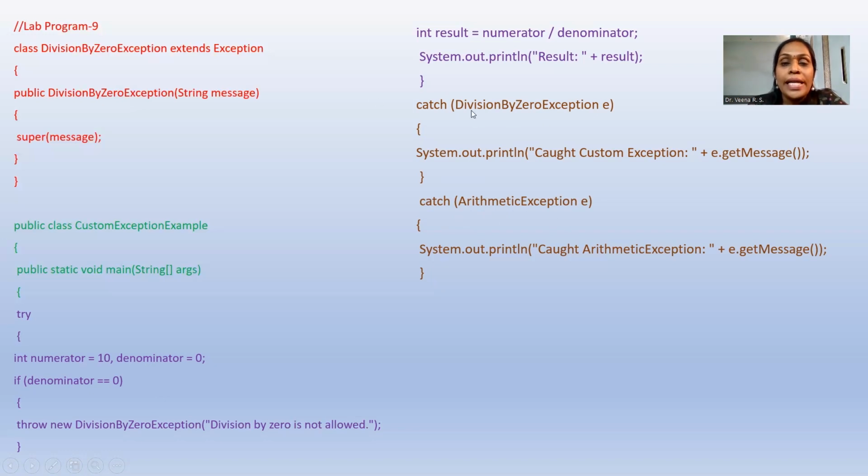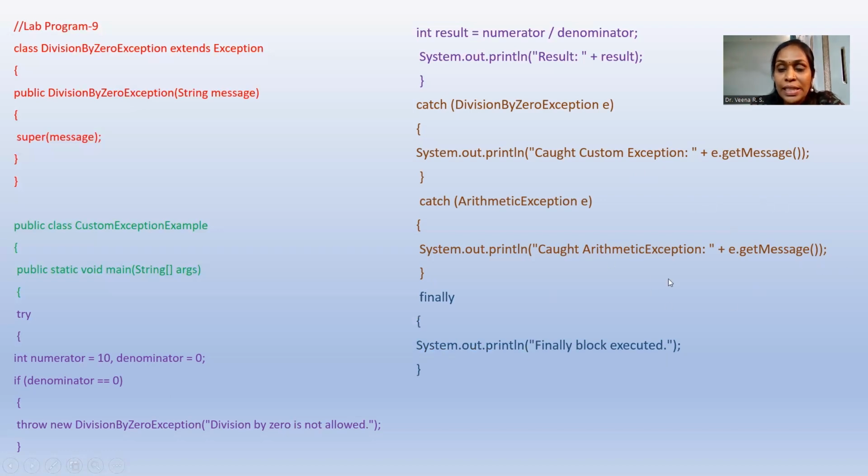Suppose it is not catching the division by zero exception, then it will search for ArithmeticException. But in this example, definitely it will take the division by zero exception because you have thrown it explicitly here. So the keyword you have used, throw, is used to throw a user-defined exception or custom exception. And we have also written a finally block.